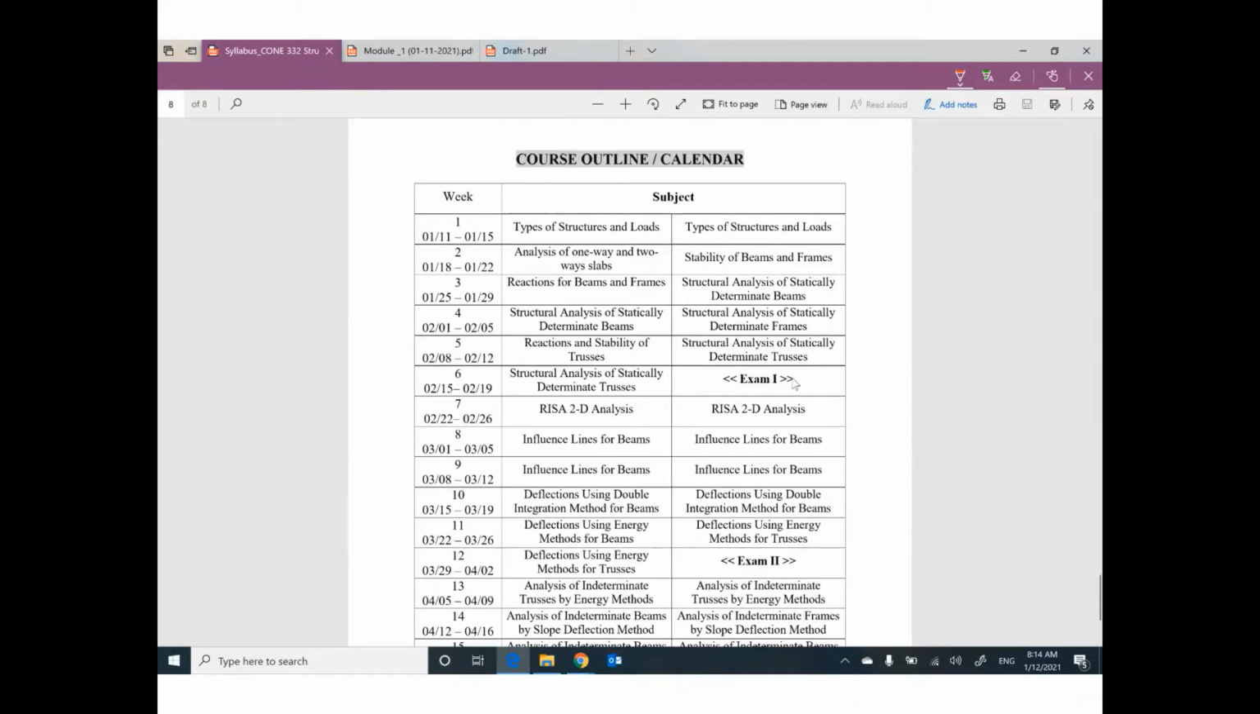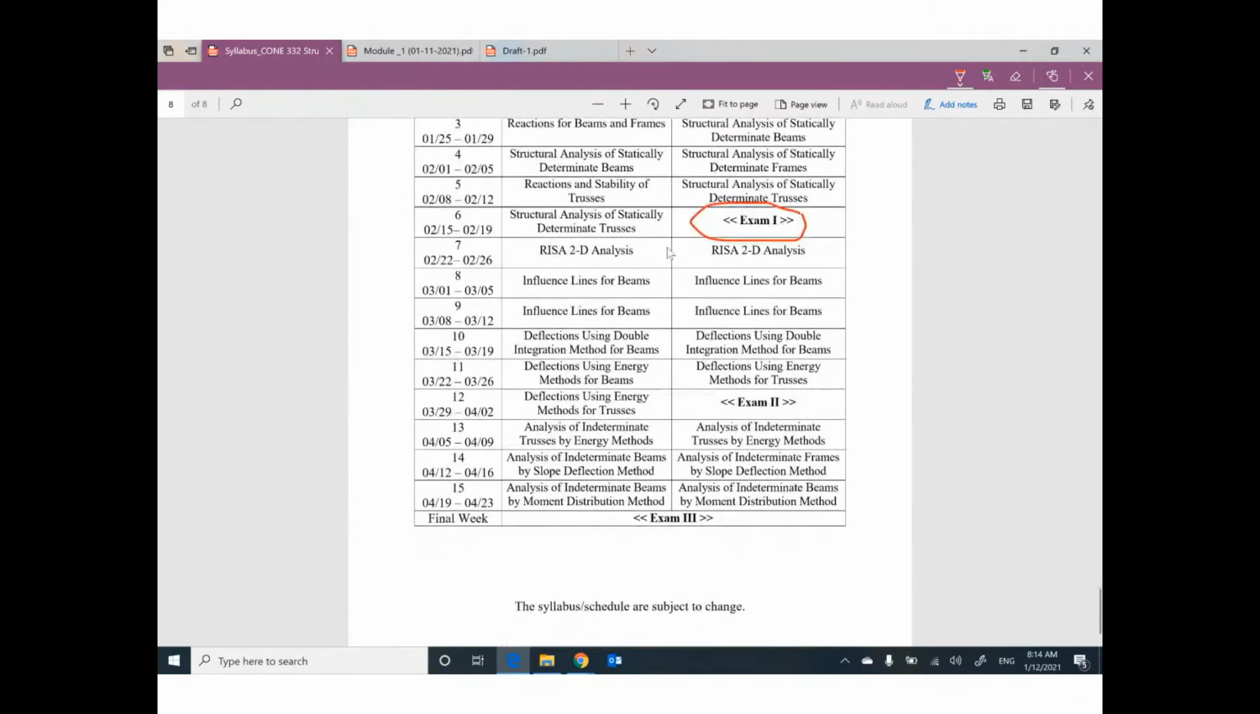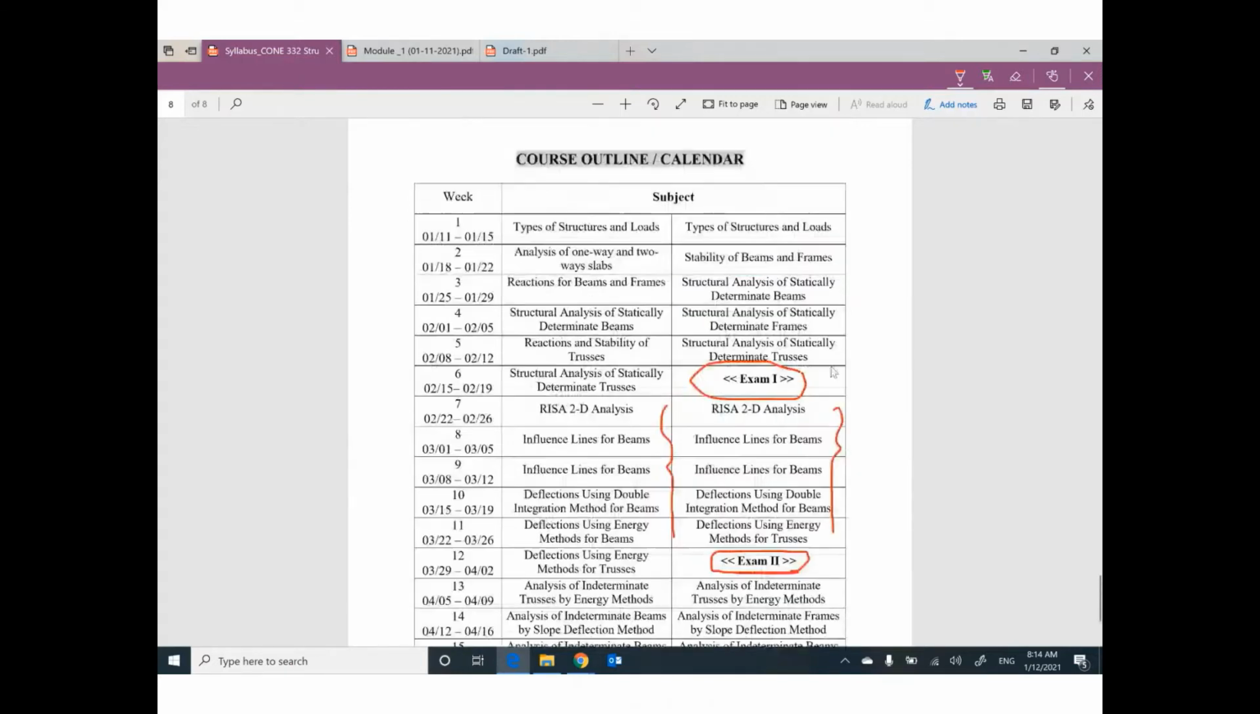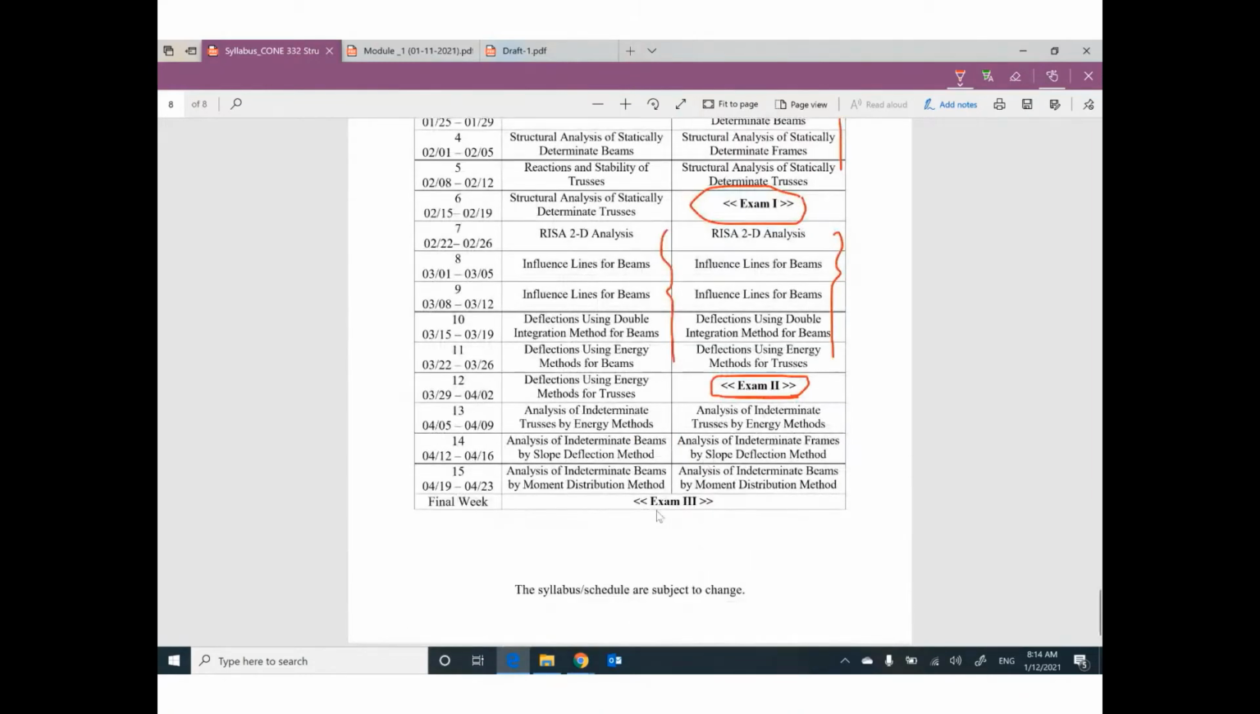After finishing the first 4 chapters, we have exam number 1. Then we have other chapters before exam number 2. Exam number 2 covers only these materials, just as exam 1 covers only its materials. Exam number 3 will cover the remaining material after exam 2. So we don't have a comprehensive exam covering the whole material of the course.